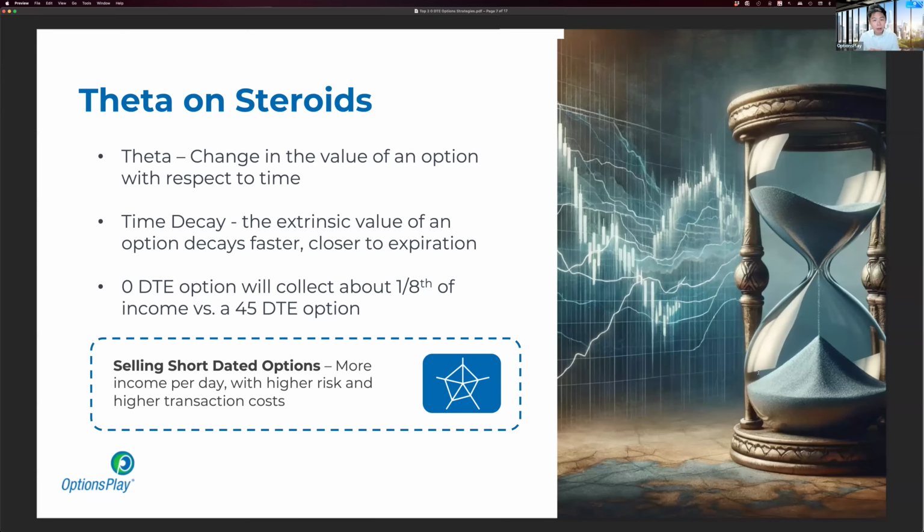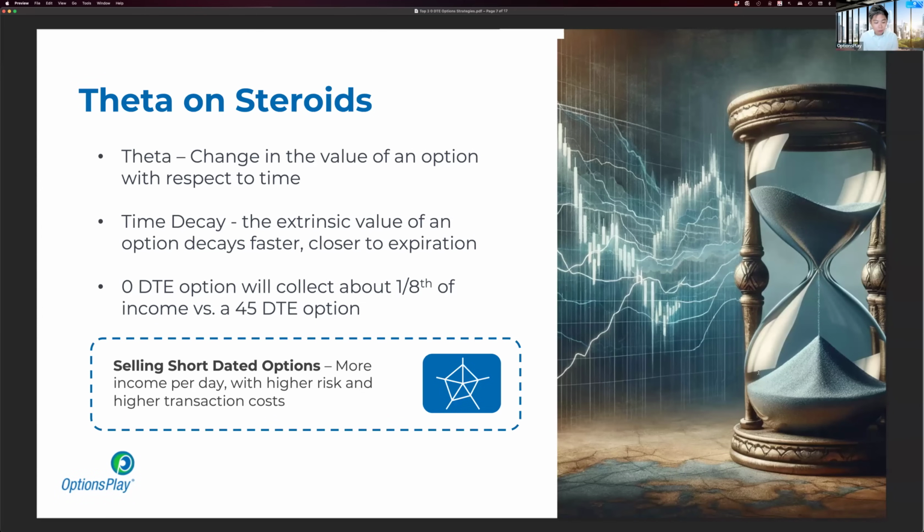So in my opinion, it's not a great comparison to say, if I just sold 0 days to expiration 30 days in a row versus selling one 45-day option, I'm definitely going to come out ahead. There's a lot more complexity with trading 0 days to expiration every single day. But just to help you quantify how much income you receive, it's roughly 1/8 of the premium that you would collect if you were to sell a 45-day option.